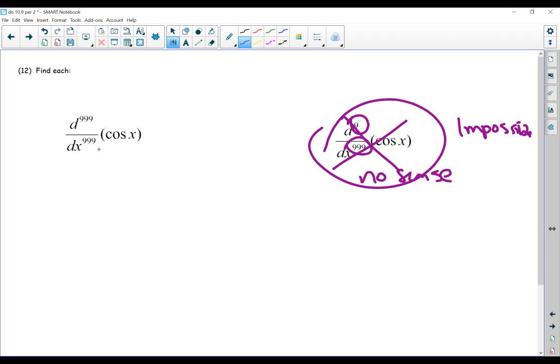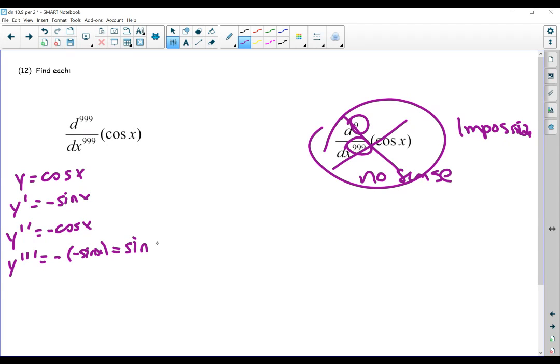So now, let's think about how to find the 999th derivative. Like, there's just no way. But good mathematicians look for patterns. So if the function is cosine of x, the derivative would be negative sine x. The second derivative would be negative, and then the derivative of sine x is cosine x. The third derivative would be negative, and then the derivative of cosine x is negative sine x. Well, that just leaves me with sine x. And then the fourth derivative, the derivative of sine x, is cosine x. Look, we're right back where we started.